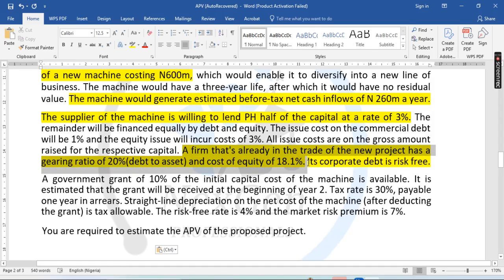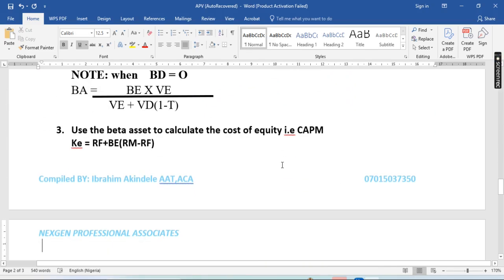From here to this part, this is the proxy company. Now, what we were given is the level of gearing and the cost of equity of the proxy company. Is that not so? So you can see the equity beta of the proxy company is not given. The only equity beta we're given is for the main company, right? So now the question is, how do we go about this?